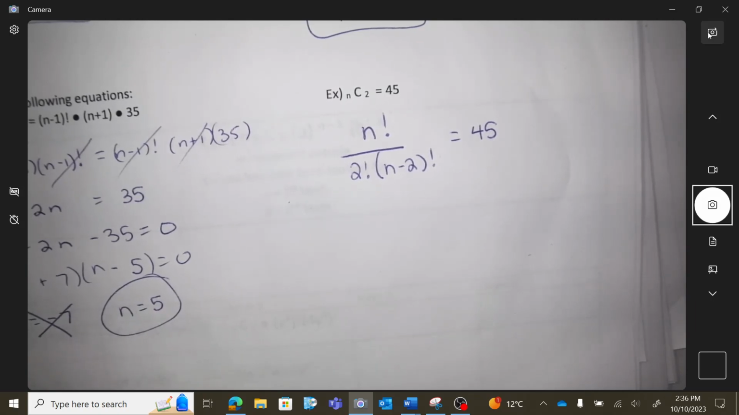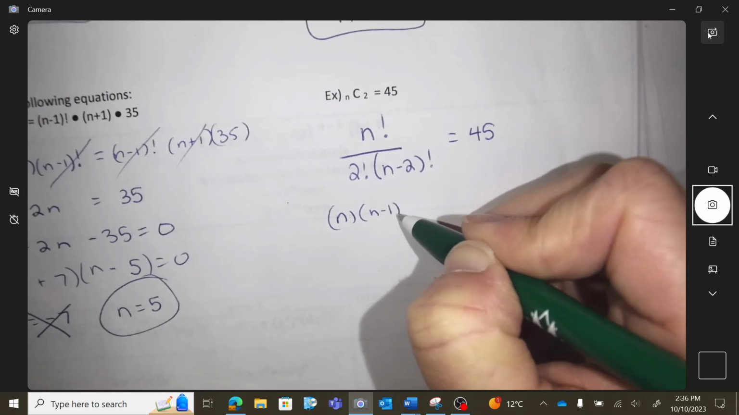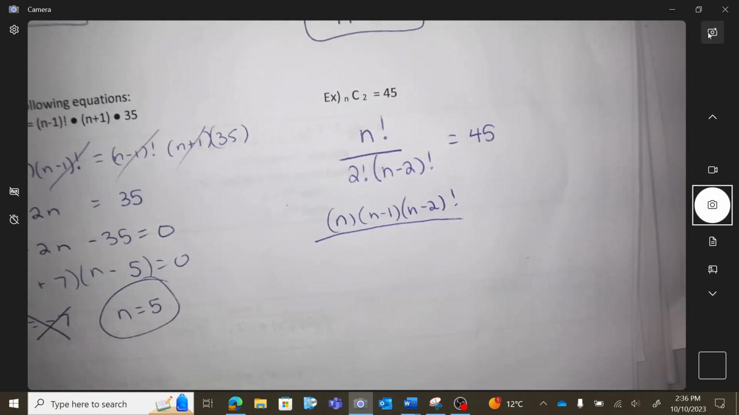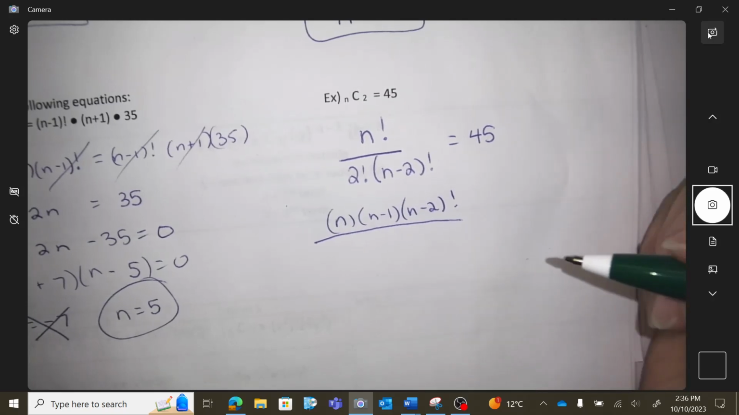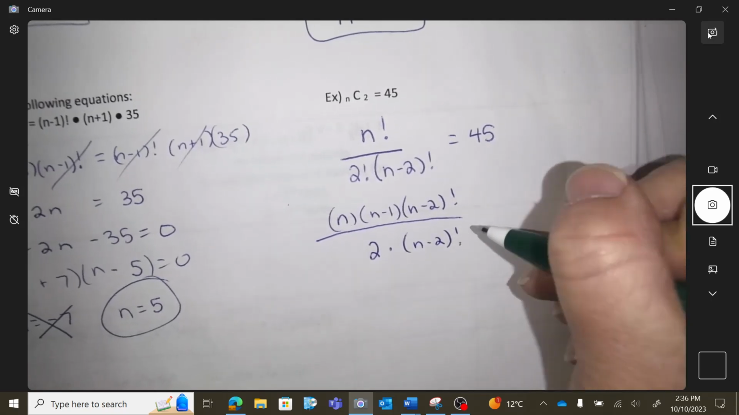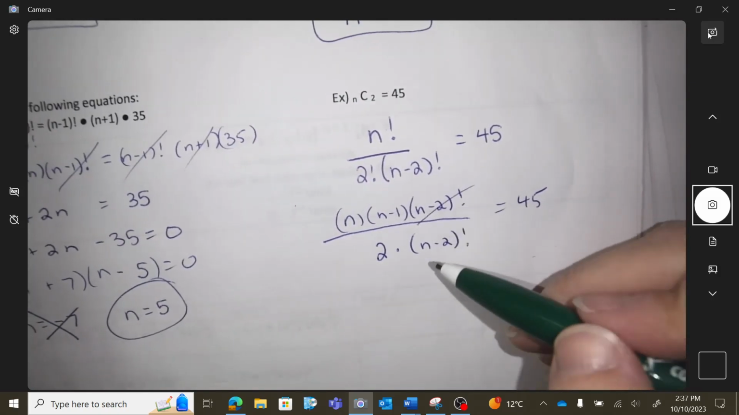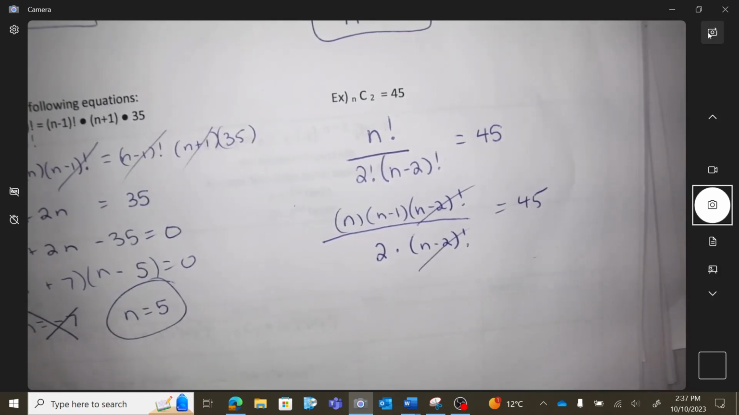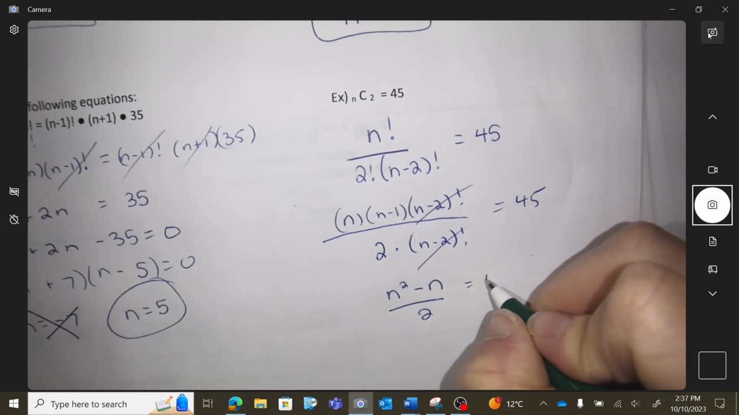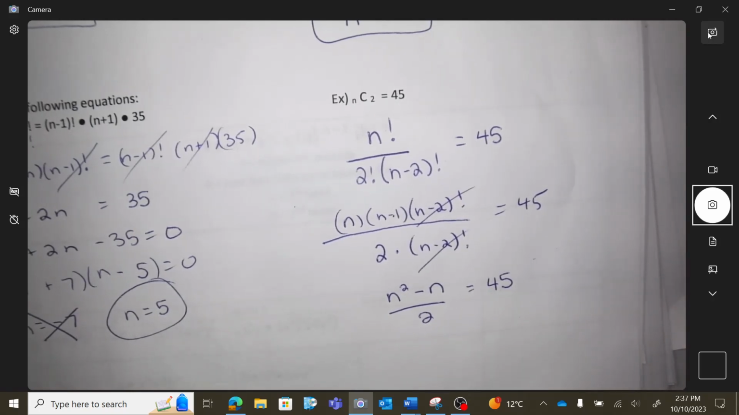Okay, strategy. Expand the larger one. So n is larger. What is 2 factorial without your calculator? It's just 2. Okay. Once you've expanded, you have something that cancels, right? Cancel, and I distributed what I had there.